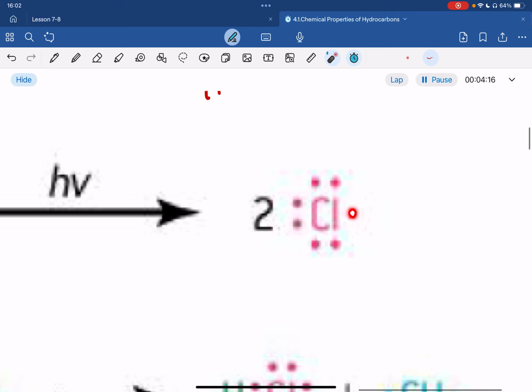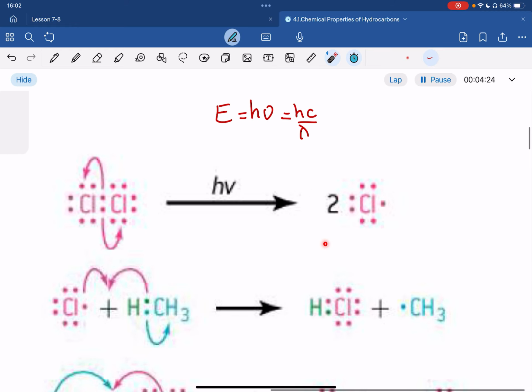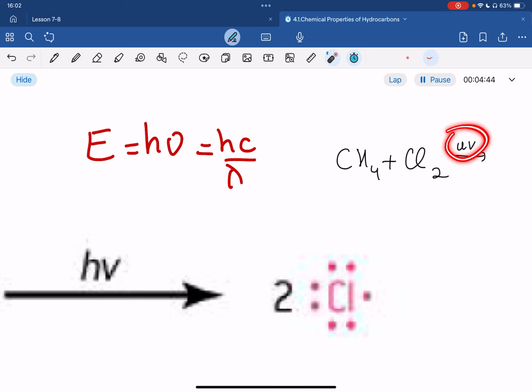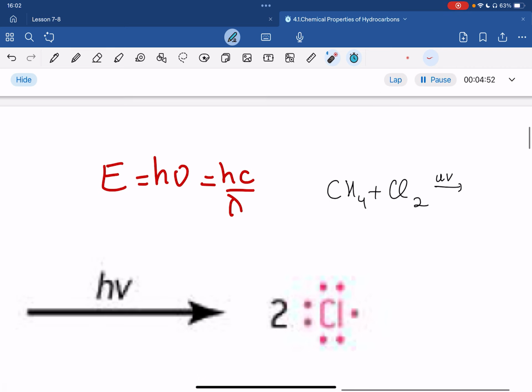Whenever you see only one dot on any side of the element, this becomes a radical. Let me write the reaction here: CH4 plus Cl2. In the beginning, we have these two molecules. They would like to react. Under the UV light, the light affects this chlorine, creating two radicals by the homolytic fission process. And this is going to attack CH4 molecules.